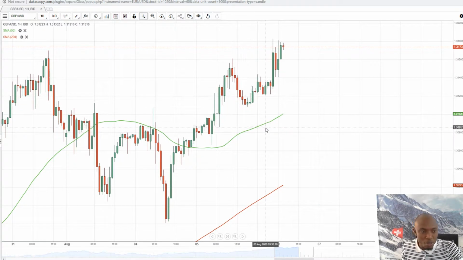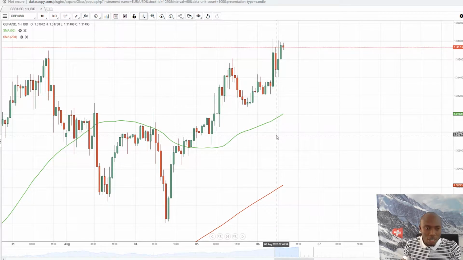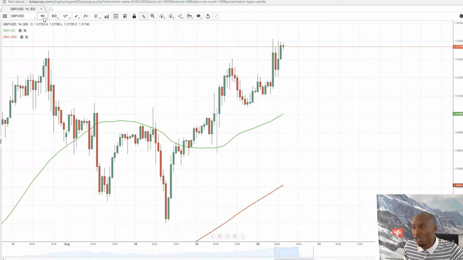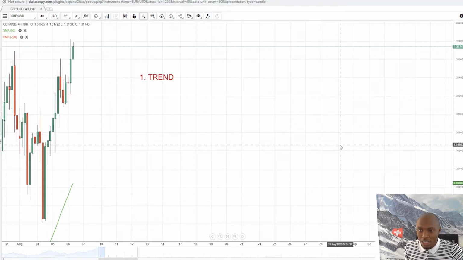If you use the 50 period moving average, if you are making your decision, so if you cannot fix your trend line, if you don't know how to place your trend line, you can use the moving averages. The moving average still gives you the trend in the market. It's very important. I'm telling you, it's very important.